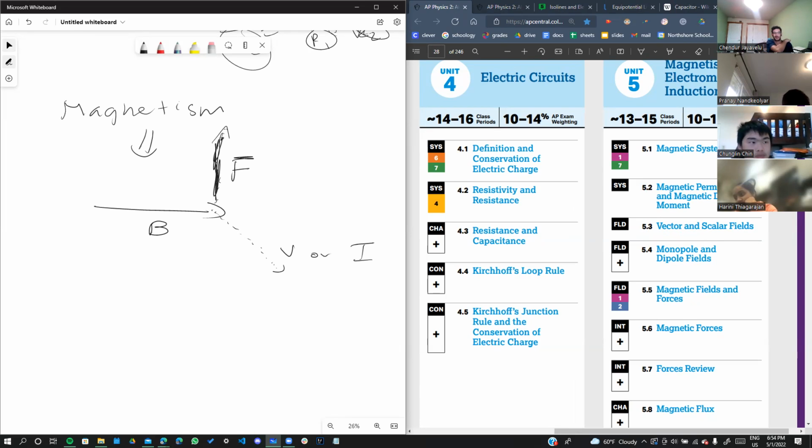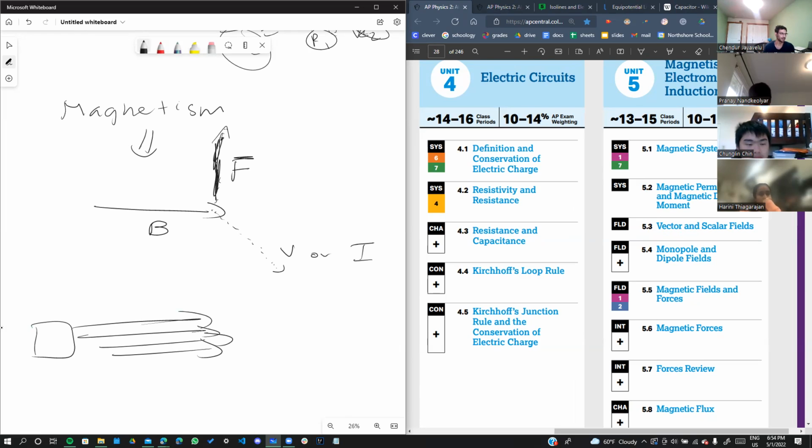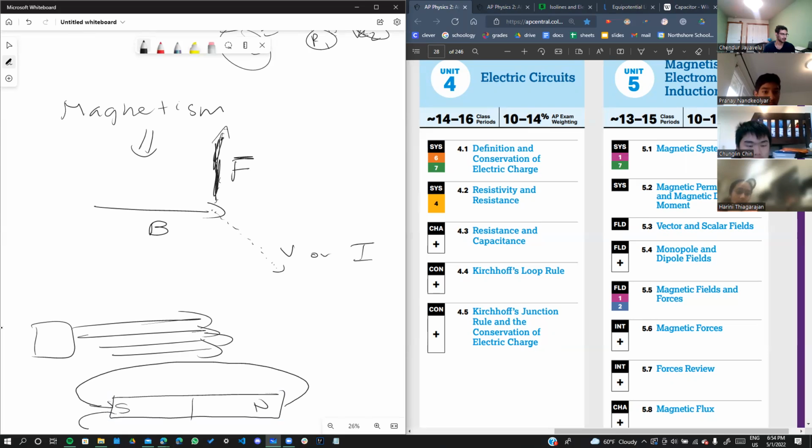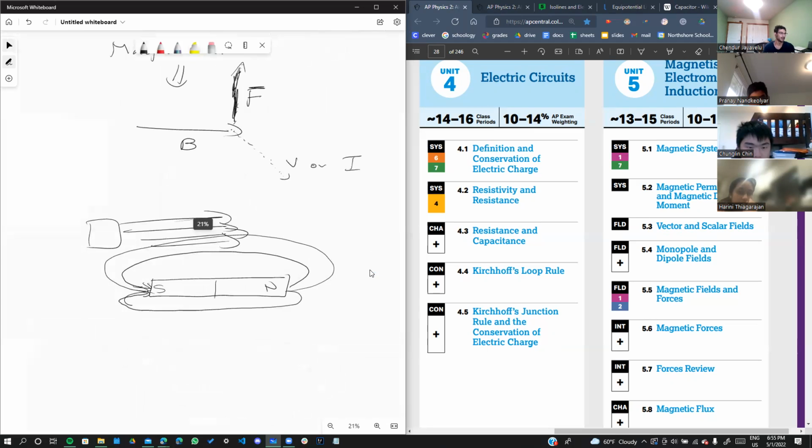Magnetic permeability and magnetic dipole moment don't really appear on the AP exam that much, so I'm not going to worry about that. Monopole versus dipole. A monopole is like you just have one field over there. But if you have a magnetic bar, you have north and south, and the magnetic field circles around, pointing away from north and towards the south. That's a dipole. So when you're dealing with dipoles, magnetic fields occur in circles. And the actual B field is tangent to the B field lines, right?